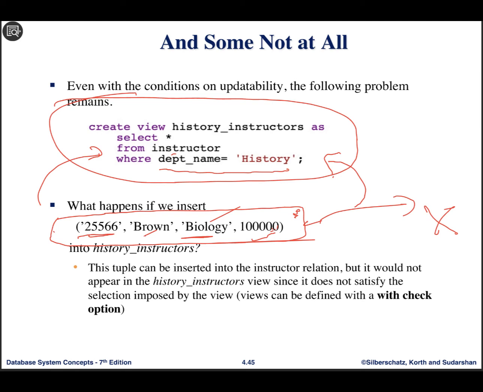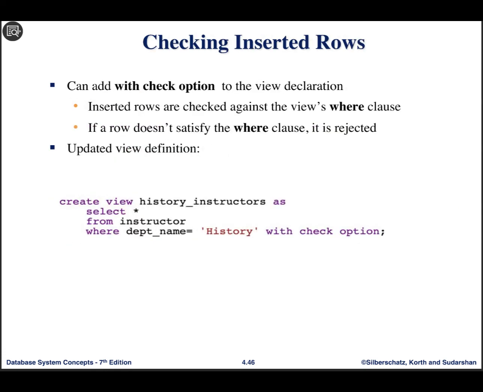Yes, someone is going to say, I think I can fix this one using the with check option, in order to make sure that this is not going to happen. So I'm not going to allow you to insert this one unless it satisfies the condition that the department name is equal to history. If it's equal to biology, I'm going to manage to insert it into the lower level, the base relation, but it's not going to be part of the result, so I'm going to exclude this one. So with check option is one thing that we can use with the view.